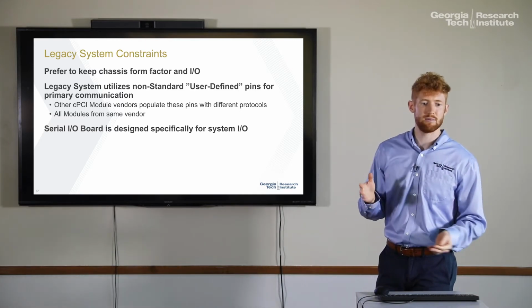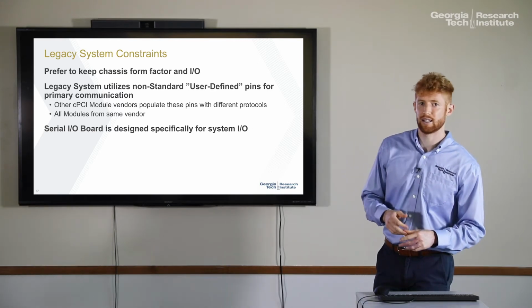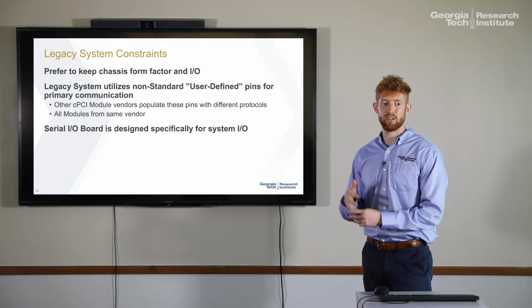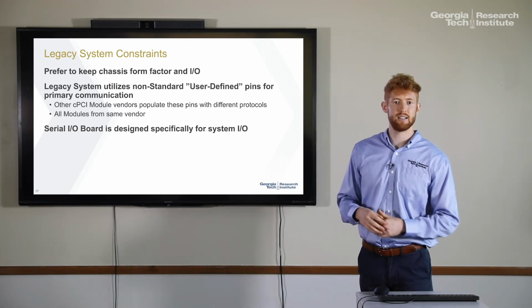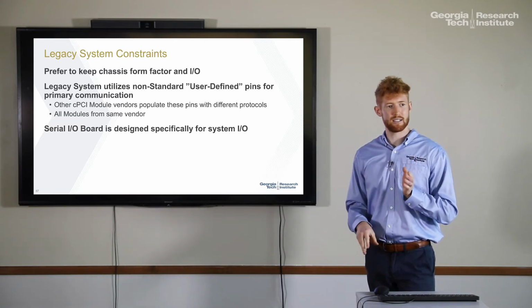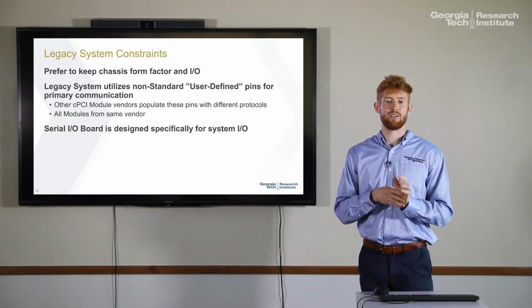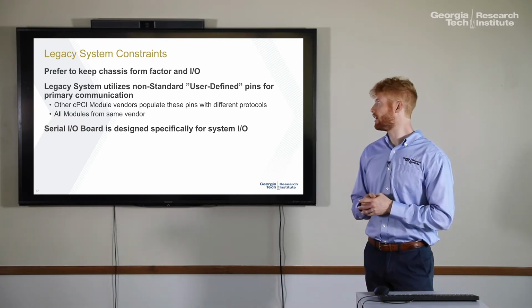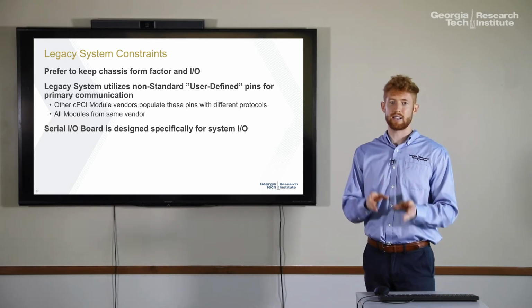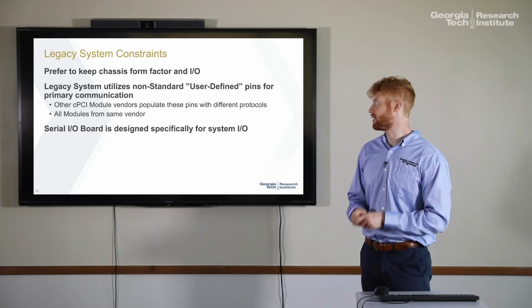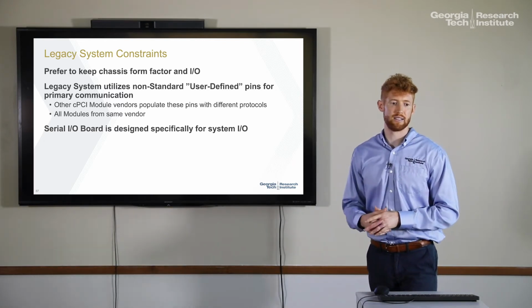Also, this legacy system utilizes non-standard user-defined pins for primary communication. A lot of times when you look at these legacy systems, even though they may follow some type of COTS technology such as compact PCI, the pin definitions aren't that great, or they only define a subset of the connector. And so they'll use a lot of user-defined pins between different modules. And so they're really tightly coupled together because you don't have insight into those interfaces. A new integrator won't have insight into those, and the acquisition authority may not have that data.